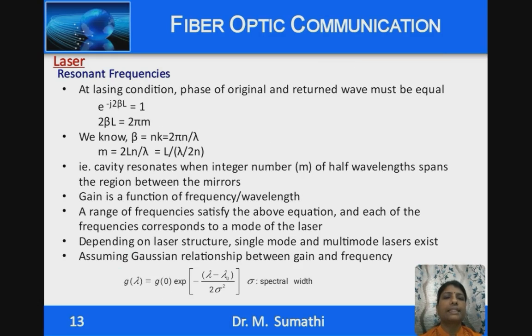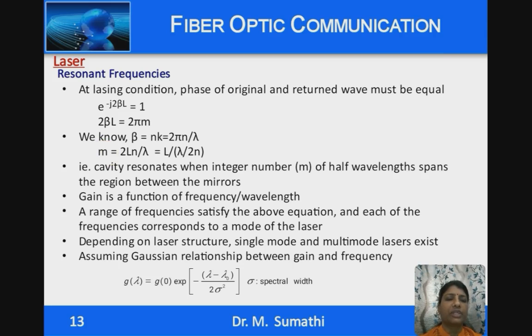Now coming on to the resonant frequencies, frequencies at which the resonance occurs in the cavity. So we have seen for lasing to occur both magnitude and phase should match. Now considering the case for phase condition, the phase of the original and return wave must be equal, that is e power minus j 2 beta L should be equal to 1. So solving that we get 2 beta L is equal to 2 pi m, and substituting we get m is equal to 2nL by lambda, that is the cavity resonates when an integer number m of half wavelengths span the region between the two mirrors.